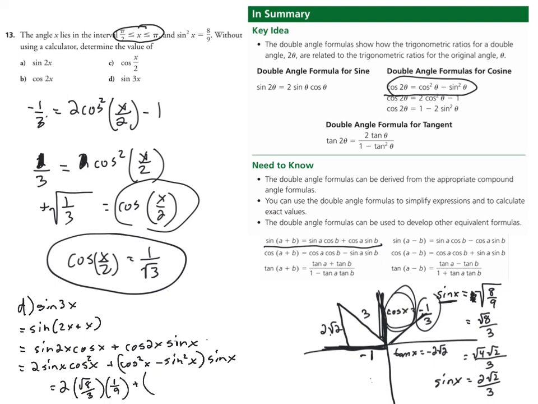Plus, open bracket, so you got cos squared x again, that's going to be 1/9, minus sine squared x. So sine x is root 8 over 3, so sine squared x is 8 over 9. And multiply that by sine x, which is root 8 over 3.